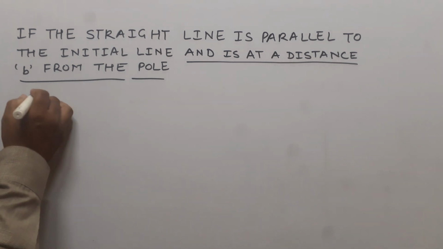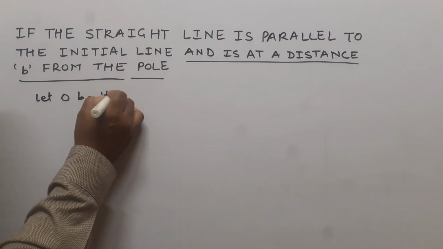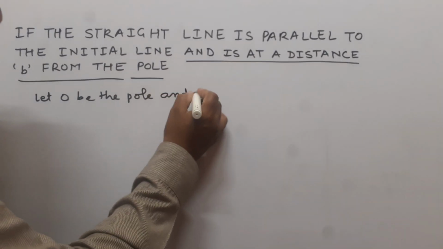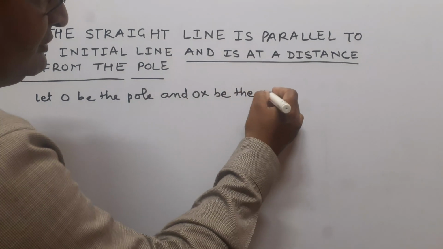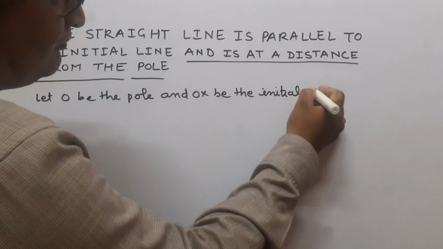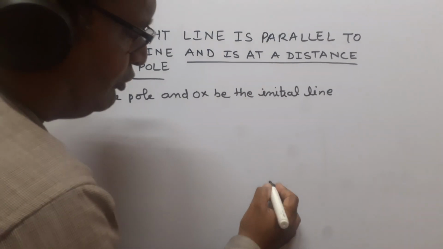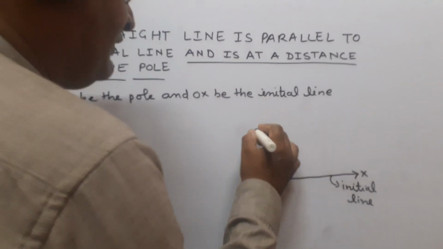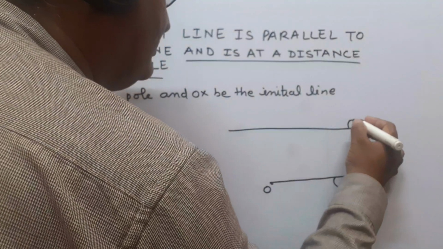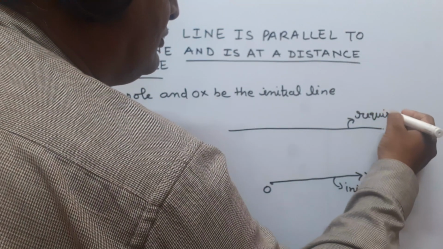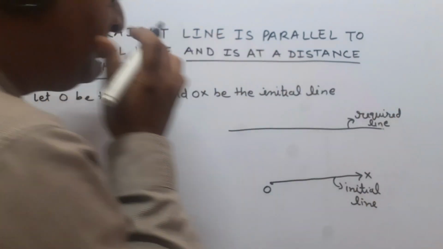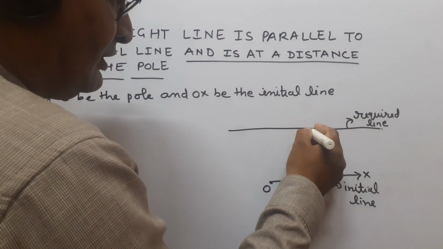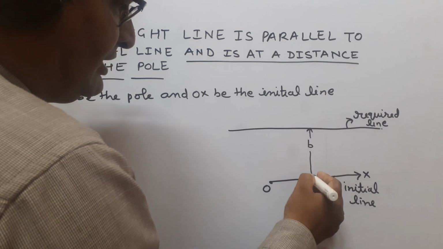So first we suppose that let O be the pole and OX be the initial line. Suppose we have to find here the required line is this. This is the required line which is parallel to the initial line and suppose this distance is b here.